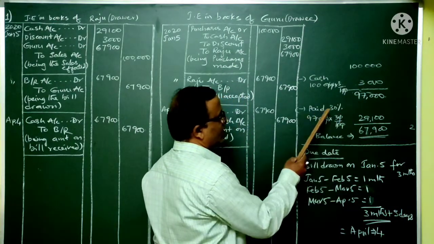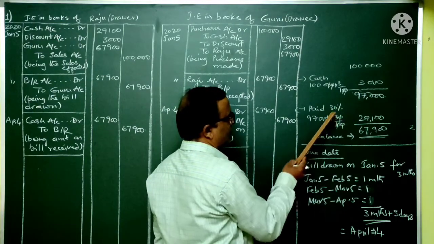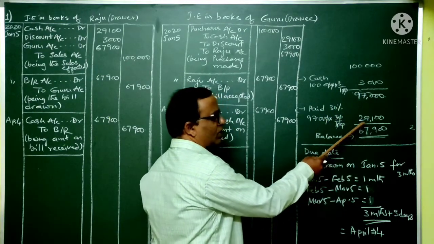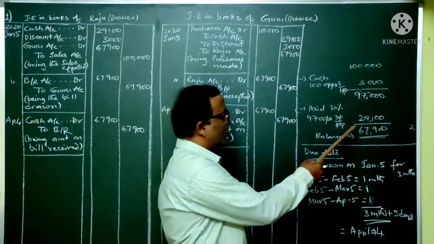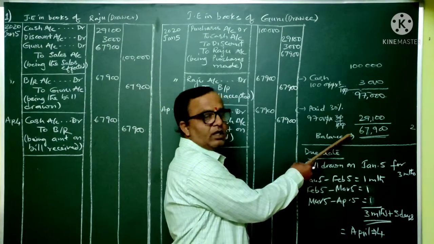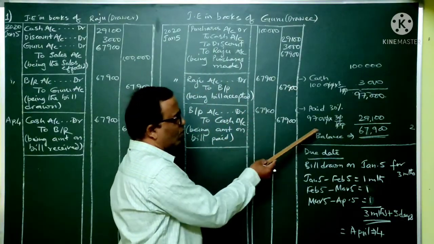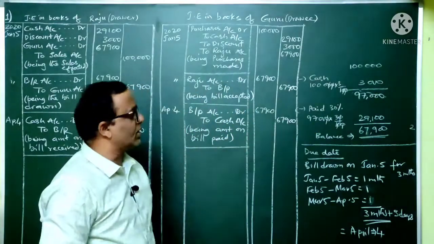Then 30% cash, Guru immediately paid to Raju. 30% of 97,000 amounts to 29,100. After that, the balance amount is 67,900, for which he has drawn a bill on Guru. In other words, Raju has drawn a bill on Guru. So now let's see the journal entries.